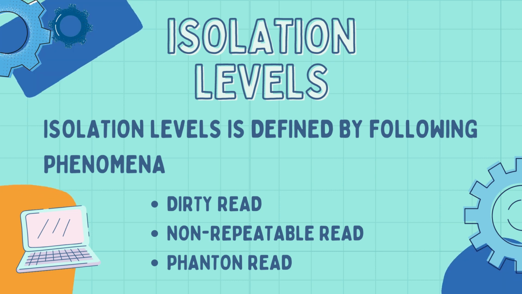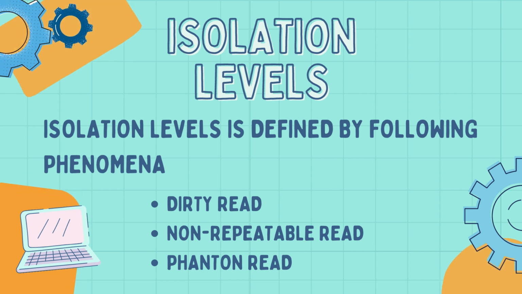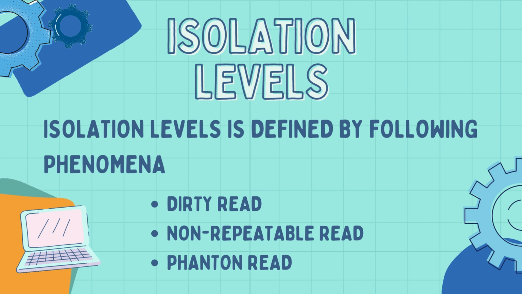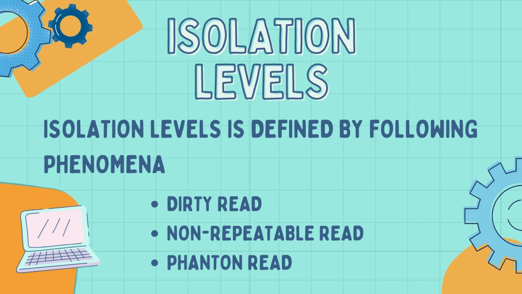Now, let's discuss non-repeatable read. Non-repeatable read occurs when a transaction reads the same row twice and gets a different value each time. For example, suppose transaction T1 reads data. Due to concurrency, another transaction T2 updates the same data and commits. Now if transaction T1 rereads the same data, it will retrieve a different value. Hope you understood non-repeatable read.